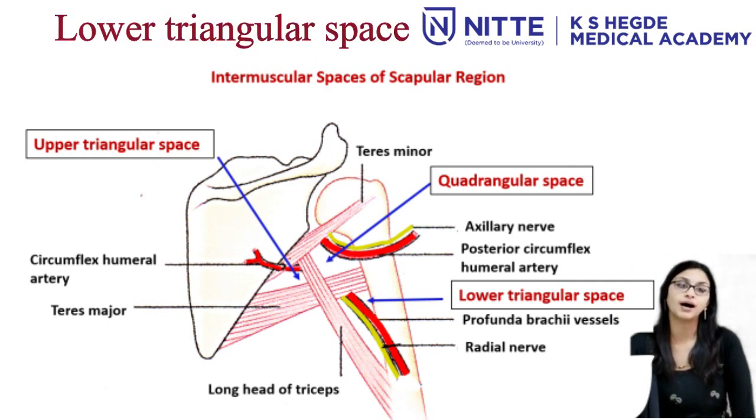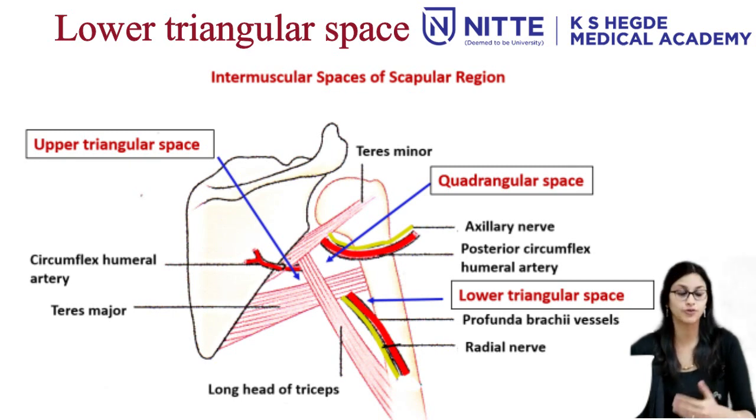Diagonally opposite to the upper triangular space is the lower triangular space, and this lower triangular space is bounded above, medially and laterally. Above it is bounded by the teres major muscle, medially by the long head of the triceps, and laterally by the shaft of the humerus. The contents of the lower triangular space include the radial nerve and the profunda brachii vessels.